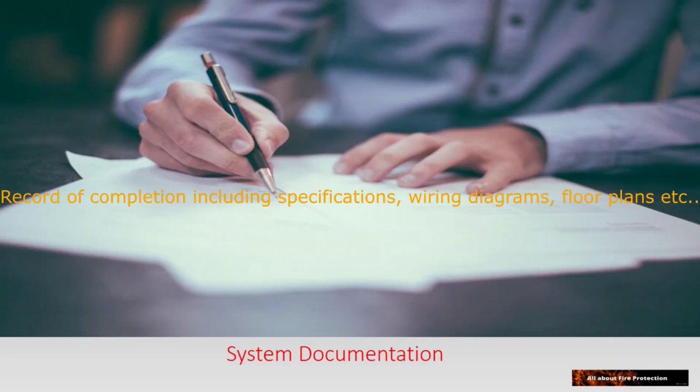Prior to system maintenance or testing, the record of completion and any information required by NFPA 72 regarding the system and system alteration, including specifications, wiring diagrams, floor plans, shall be provided by the owner or a designated representative to the service personnel upon request.